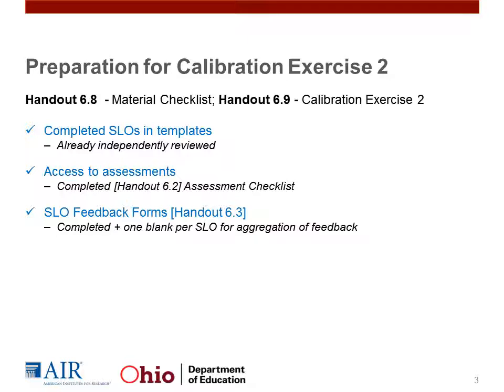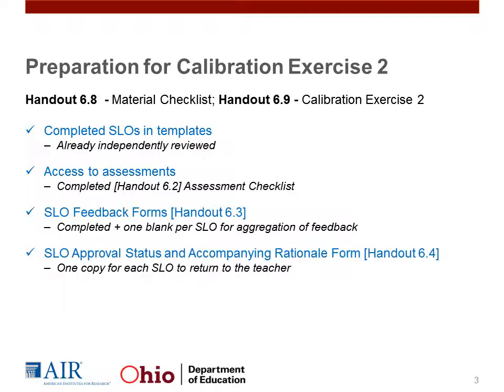The expectation is that all review committee participants would, through discussion during the calibration session, aggregate their feedback for the teacher after determining which criteria are met and unmet in each component. Therefore, the teacher would receive one copy of the SLO feedback form for each SLO. Also, one copy of the SLO approval status and accompanying rationale form for each SLO, which is Handout 6.4. This form also will be provided to the teacher to summarize the status of the SLO approval and to indicate whether any components of the SLO are still in need of improvement.